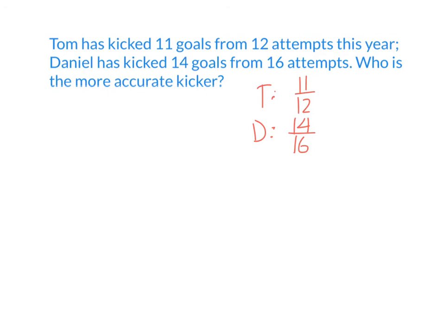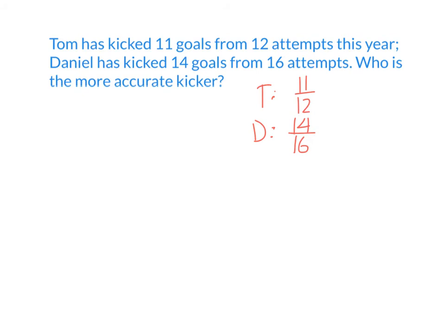So to find out who's more accurate, we want to know who has kicked a larger fraction of their attempts, who's been successful in a larger fraction of attempts. So these two fractions are hard to compare. It's hard to tell which fraction is larger because they don't have the same denominator. What we can do is find an equivalent fraction for this and one for this that have the same denominator. Then they'll be easier to compare.